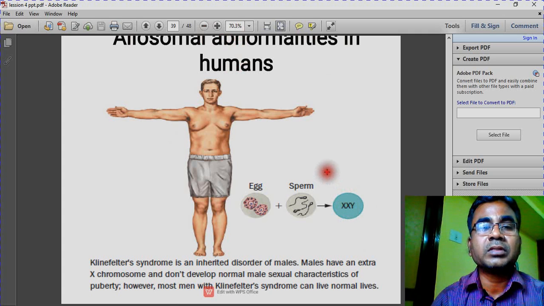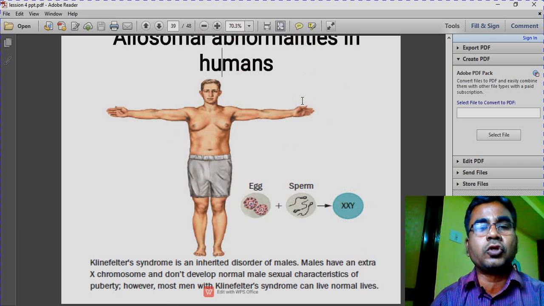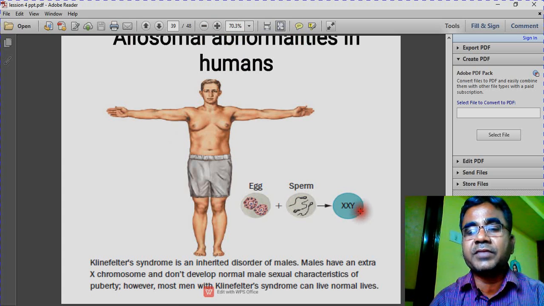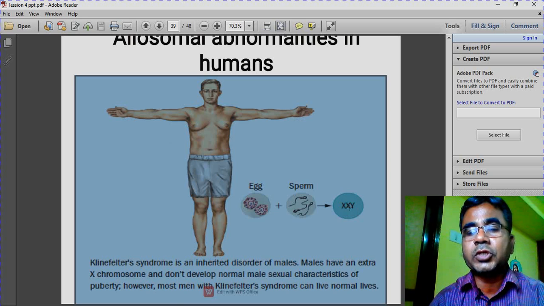XXY. So these are the persons. This is actually Klinefelter syndrome. In this syndrome, the individual will be male. Look at the genotype: XXY. So this is the genotype of this person.